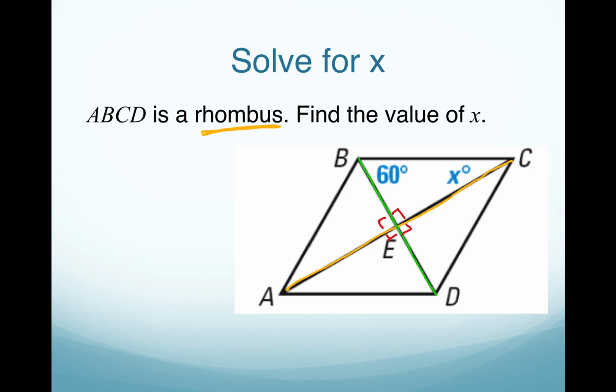Now let's see, I want to find x right here. I know that we have a 60-degree angle, and then we know we have all these 90-degree angles. The thing that I notice when I look at this picture is this triangle right here.